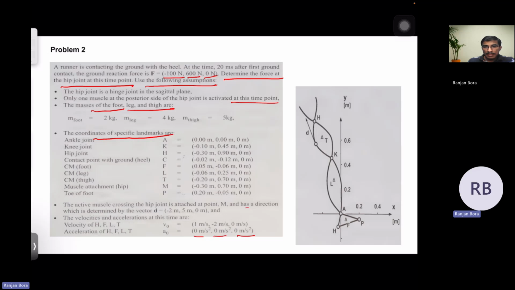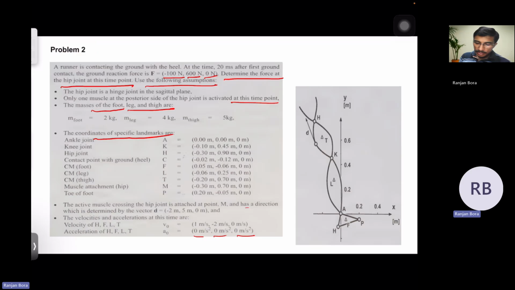This problem we need to solve using the inverse dynamics method. First we'll separate the foot from the ankle joint, next we'll separate the tibia from the knee joint, and we'll separate the femur from the hip joint. So first we'll separate the foot.